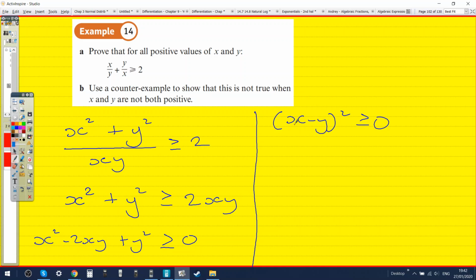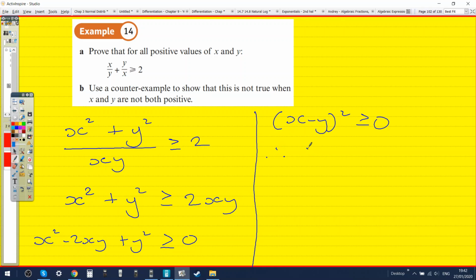You get x squared minus 2 times x times y. Yep. And then, how do we prove that? Oh, yeah. What do you know about anything squared? It's always going to be at least equal to 0. Yeah. So I think we've kind of done it then.